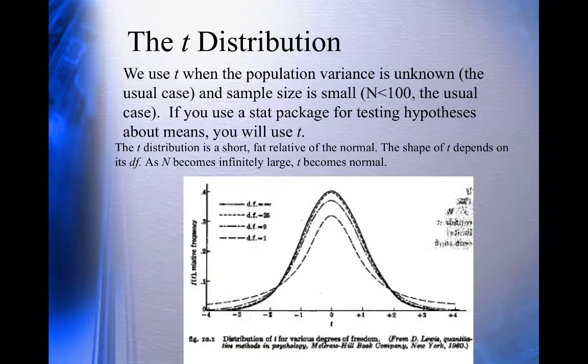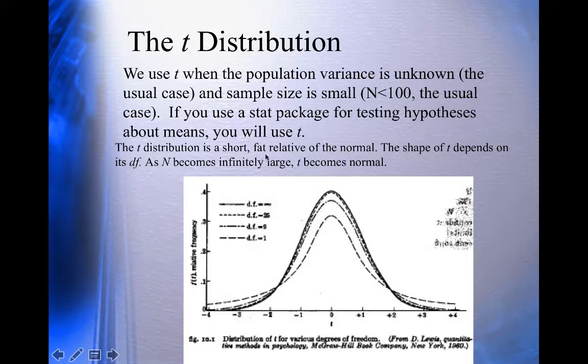Typically, we're not going to do it in z. We're going to use t instead because it's good for any size sample, whereas you need big samples for z, and then people will argue about whether or not your sample is big enough. So you can stop all that arguing just by using the t-distribution. So we use t when the population variance is unknown, which is pretty much always the case, and when the sample size is small, less than 100, and that's the usual case. But you're going to be using some kind of statistical package, and they're always going to use t instead of z if you do that.